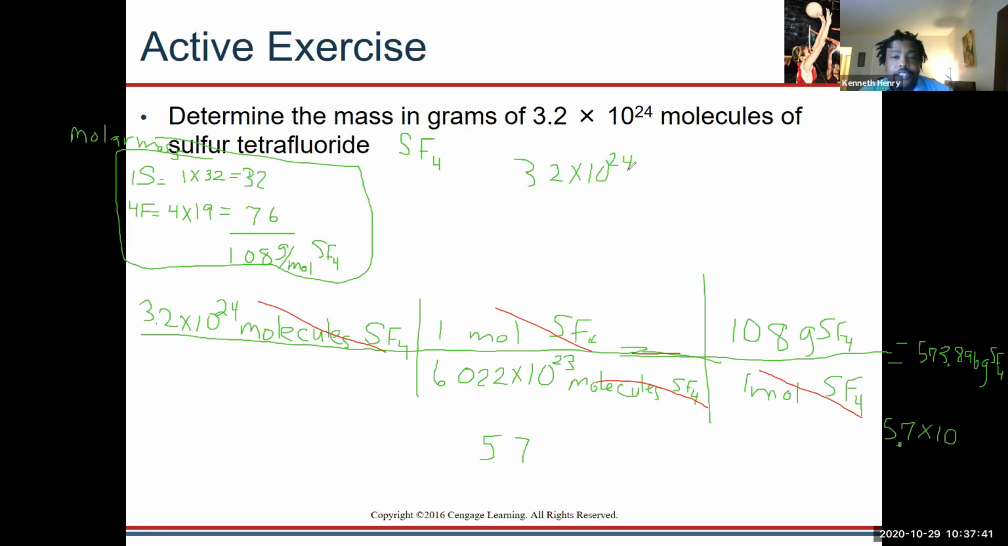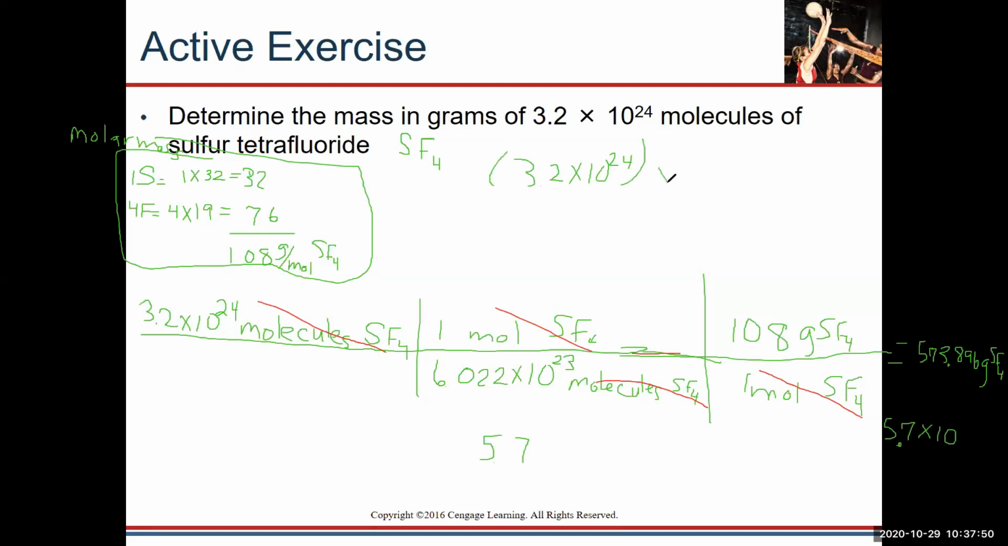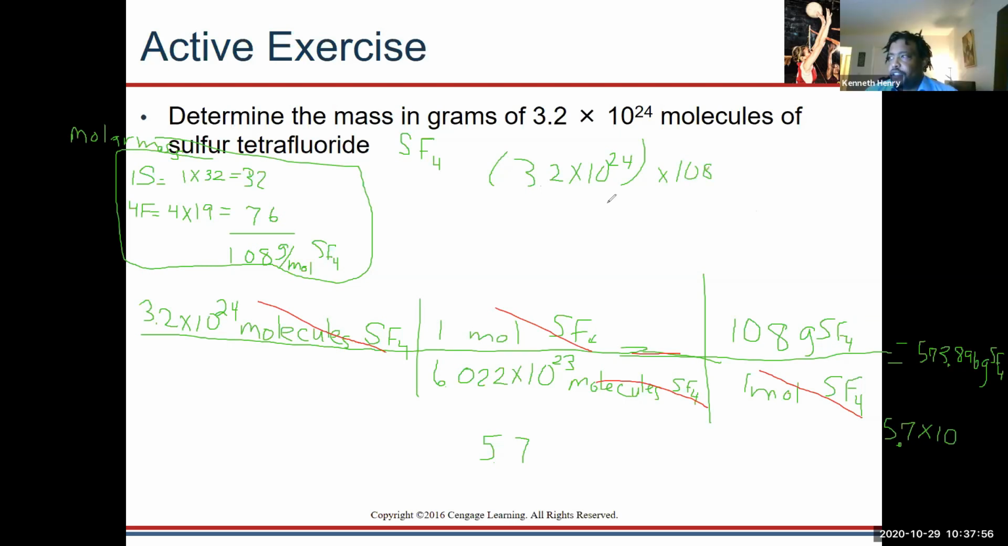If you're using 10 to the exponent 24, you need to make sure you put that whole number in parentheses. Then multiply that by 108. That's everything on top. Then divide by parentheses 6.022 times 10 to the 23rd. Because otherwise you're only dividing by the number, not by this whole number. You're multiplying it by that number. That's how you end up with 43.